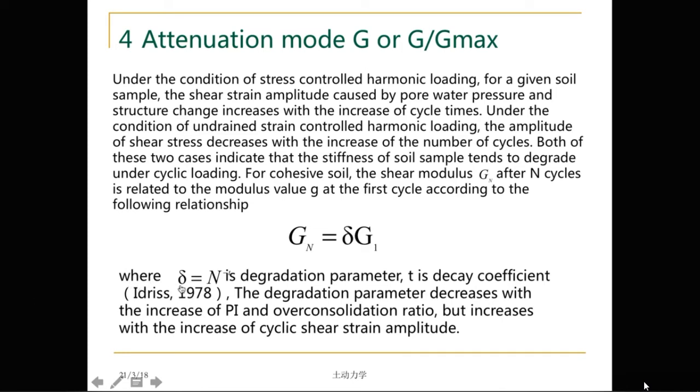Then delta is just equal to N to the power of negative t. Delta is the degradation parameter, and t is the decay coefficient proposed by Idriss in 1978. The degradation parameter decreases with the increase of plasticity index and the over-consolidation ratio, but increases with the increase of cyclic shear strain amplitude.